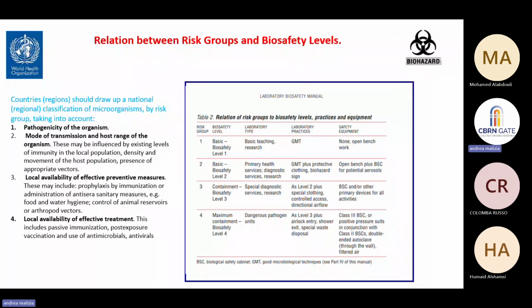So, the relation between risk group and biosafety level: the countries should have a national classification of biorisk by risk group, taking into account the pathogenicity of the organism, the mode of transmission of these organisms, the local availability of preventive measures, and the local availability of effective treatment.